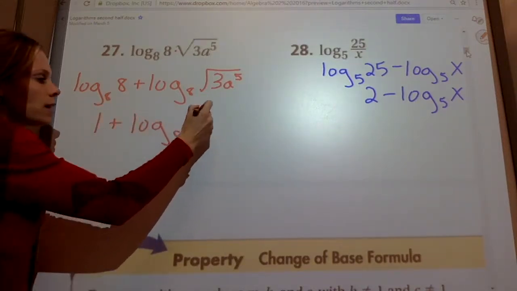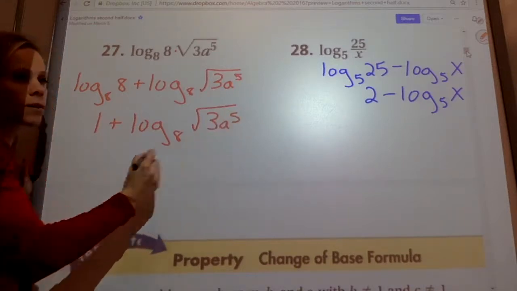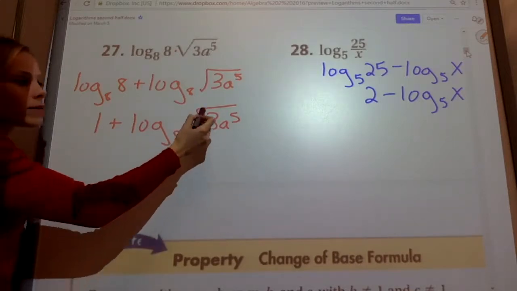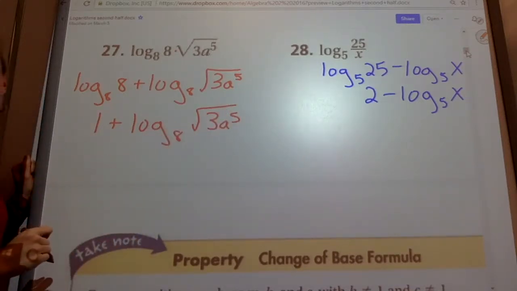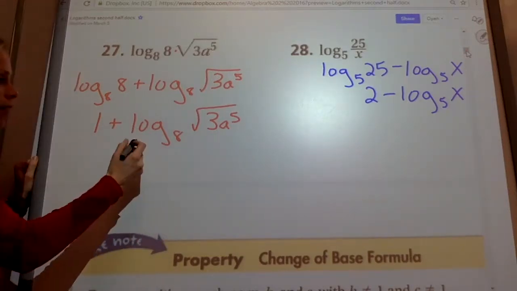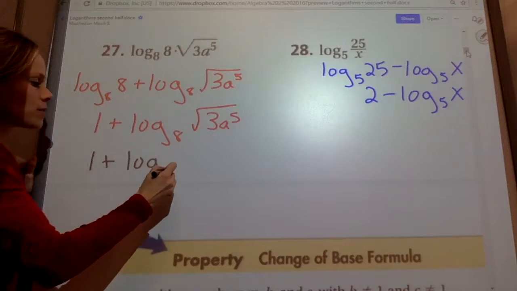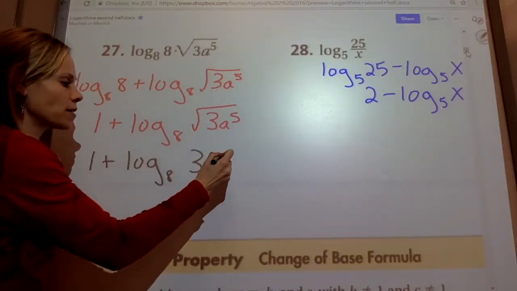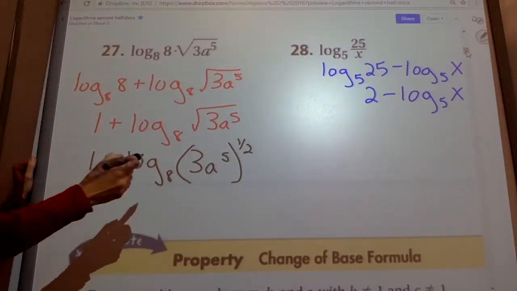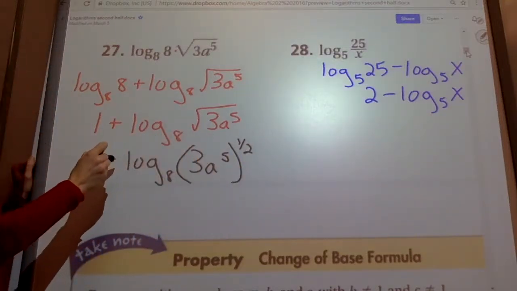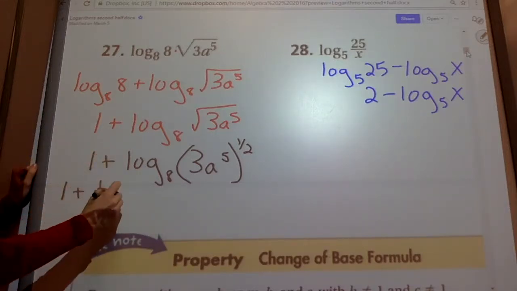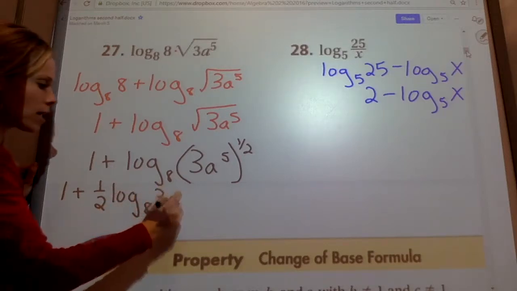1. Now, you do not want to have square roots in your logarithms. So what can I do with this square root? So I can rewrite this log with a power property and say 3a to the 5th to the 1/2 power. Because then I can take that 1/2 and put it in front of the log. So I'd have 1 plus half log 8 of 3a to the 5th.